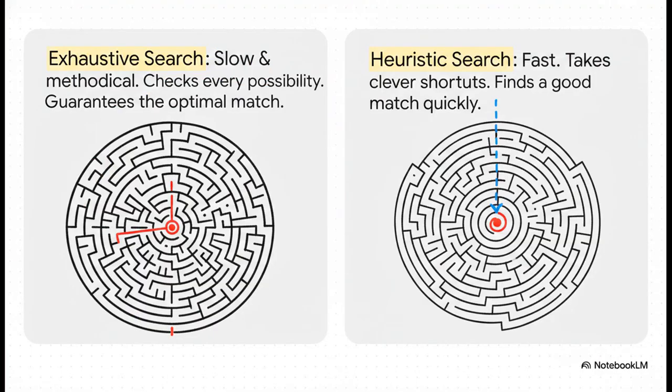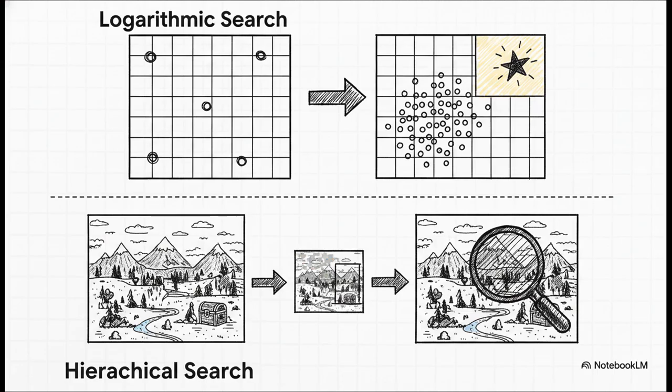Let's just put these two ideas side by side. The exhaustive search we just talked about? It's methodical, sure, but it is slow. A heuristic search, on the other hand, is fast and smart. It doesn't bother checking everywhere. It uses clever shortcuts and educated guesses to zero in on the answer. It might not guarantee the absolute single best pixel, but it'll find a fantastic match in a fraction of the time. So let's look at a couple of these smart approaches.